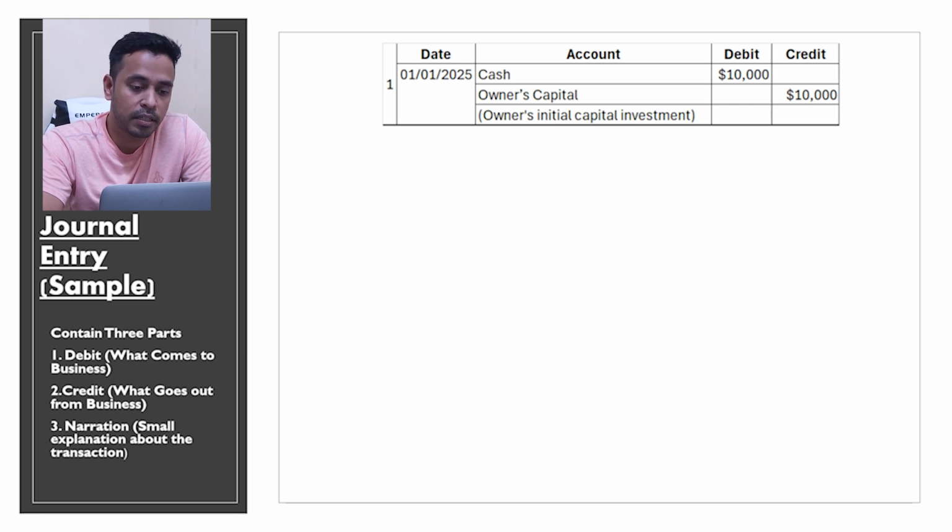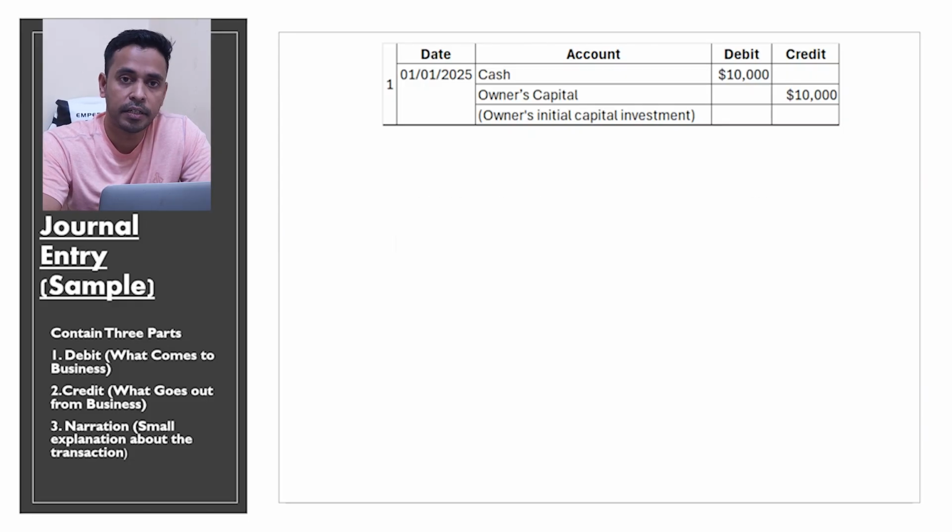The first one: the owner brings the capital. Here the entry is cash account debit to owner's capital. Note that cash is debit, as cash comes to the company, and the owner's capital we make credit. That means the company owes this money to the owner. Here we write the narration, the story behind this transaction: owner's initial capital investment. And you see that debit equals credit.